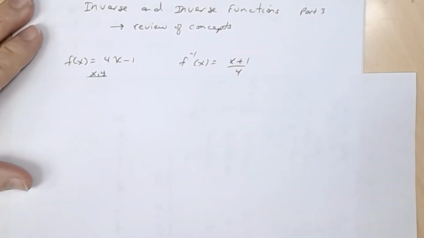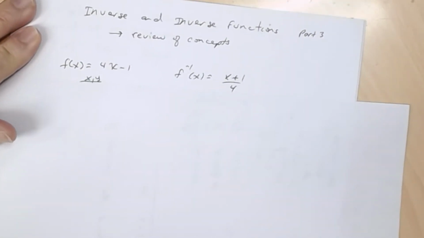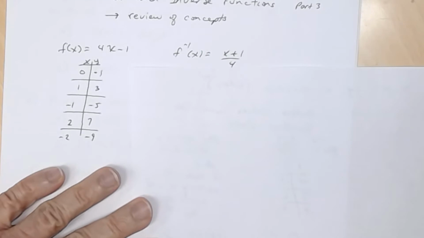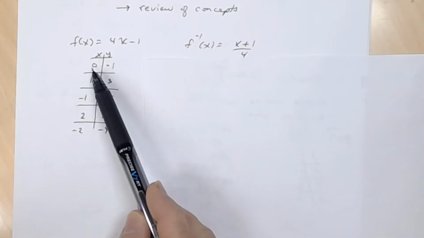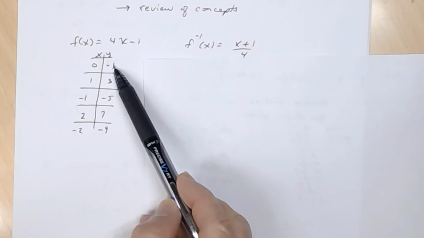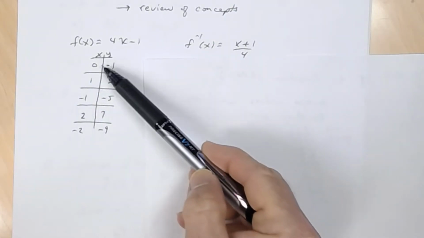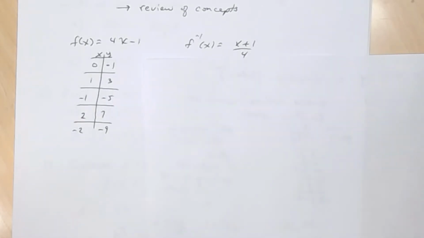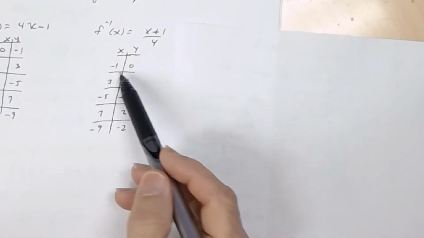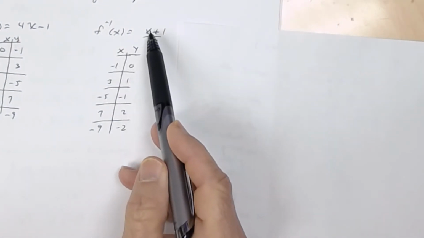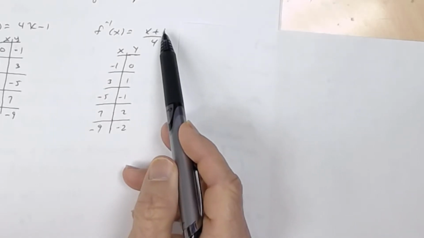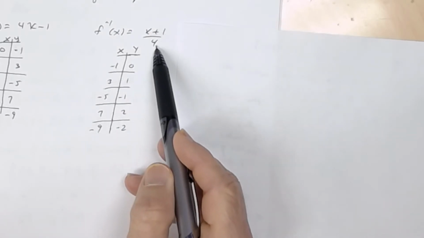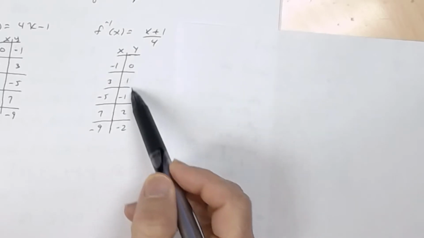Okay? All right. Now, if you go back to part one, we saw that if we use a t-table right here, so I'm going to go ahead and kind of cover this part up. So we saw that when x is 0, we get 4 times 0 minus 1, we get negative 1, and so on. So these ordered pairs are solutions to this function. Same thing here. So for example, if x is negative 1 and I substitute negative 1, negative 1 plus 1 is 0, 0 divided by 4 is 0. If x is 3, 3 plus 1 is 4, 4 divided by 4 is 1.